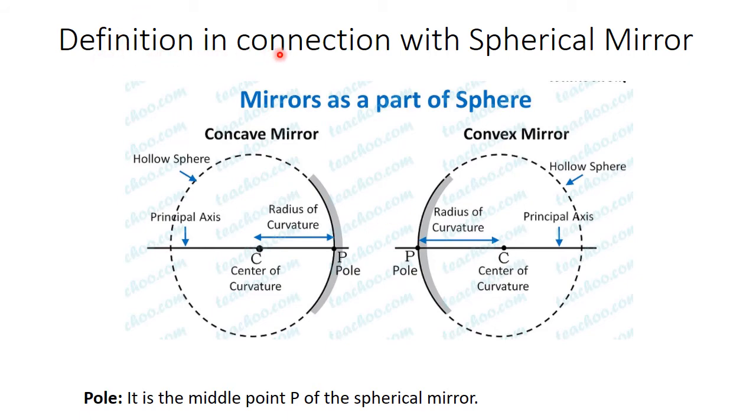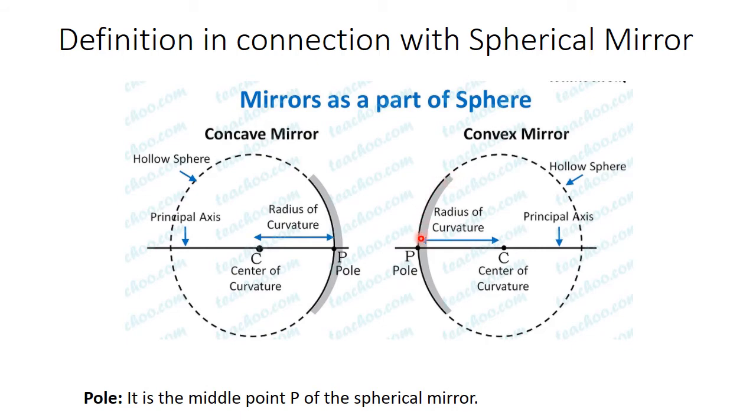Next, we'll discuss some definitions in connection with the spherical mirror. So, first, let us define pole. The pole is the middle point of the spherical mirror. Suppose this one is your hollow surface and this part is your reflecting surface. So, which kind of mirror is formed in such a case? It will be a concave mirror. Now, the pole, this point, which is denoted by P, will be the center of this reflecting surface.